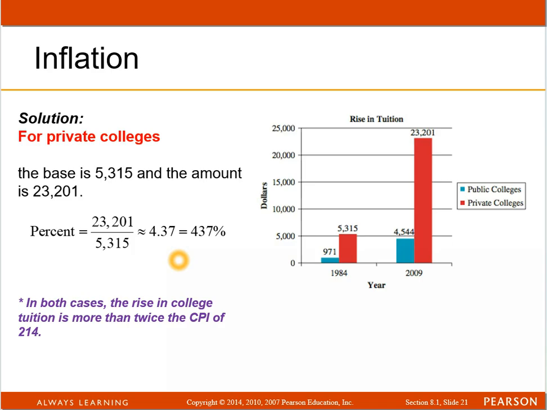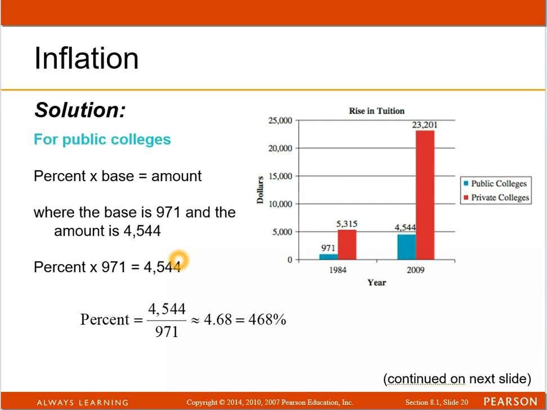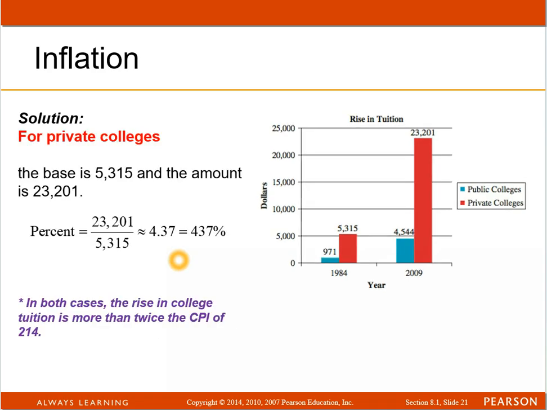So in both cases, the rise in college tuition is more than twice the CPI of 214. What was it for the other ones? 468, 437. There you go. It's not good either way, is it? No, it's not. So I'm hoping you saw all that.